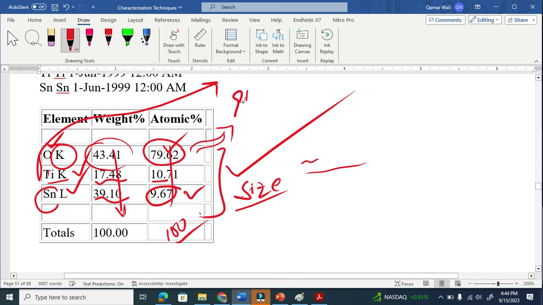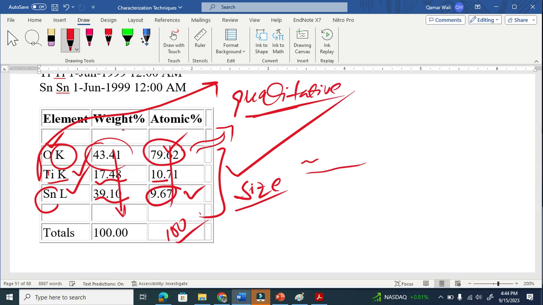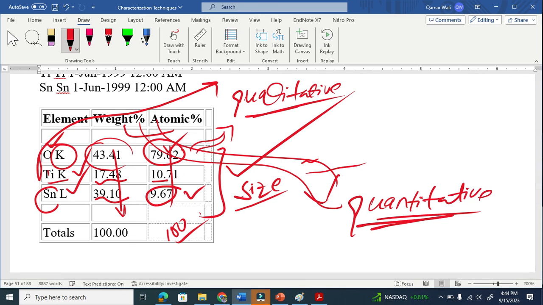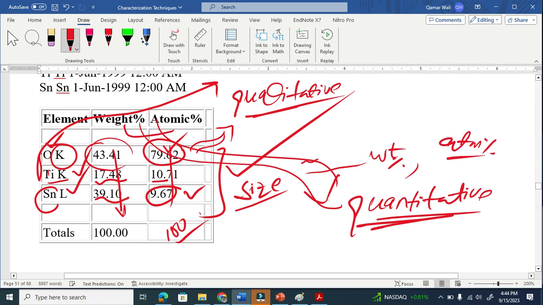This is called qualitative analysis, because it tells us about the elements. This other one is called quantitative, because it tells us about the quantity in percent, weight percent and atom percent, right?